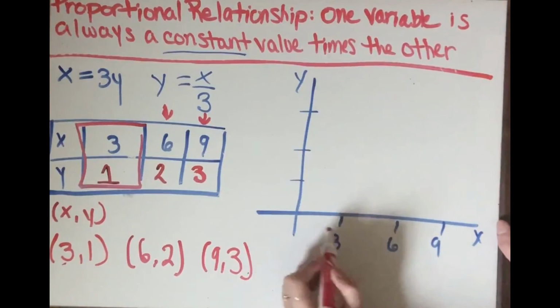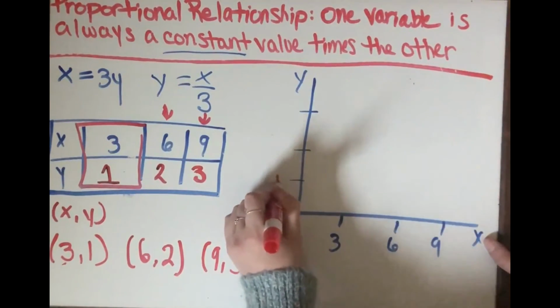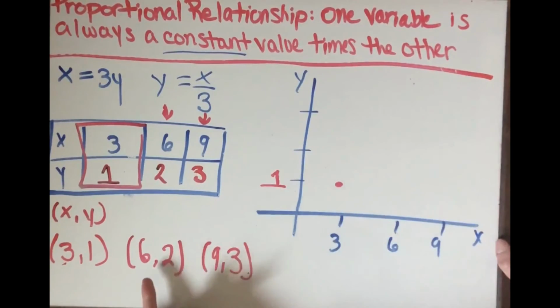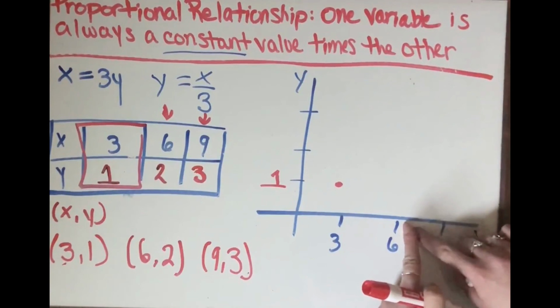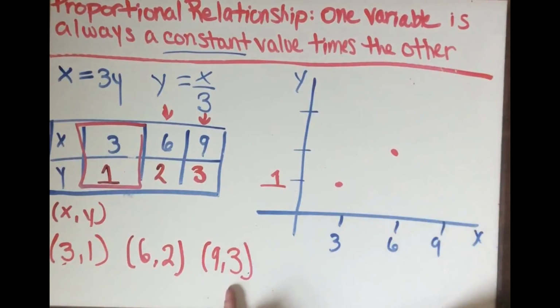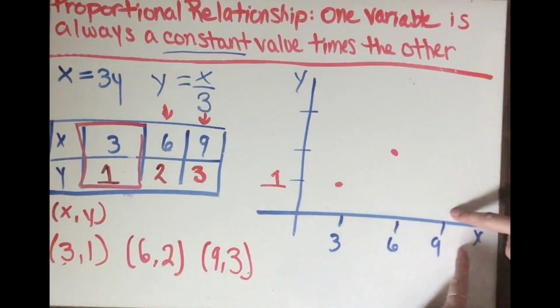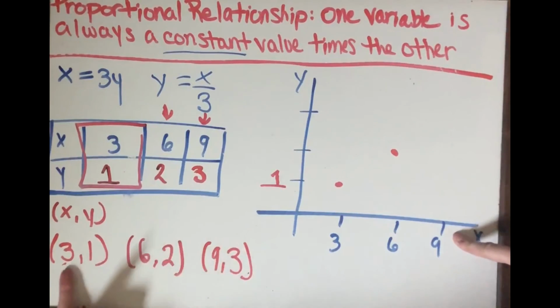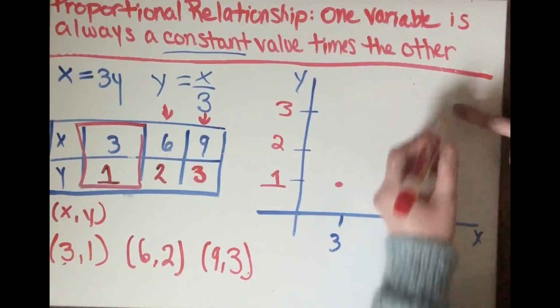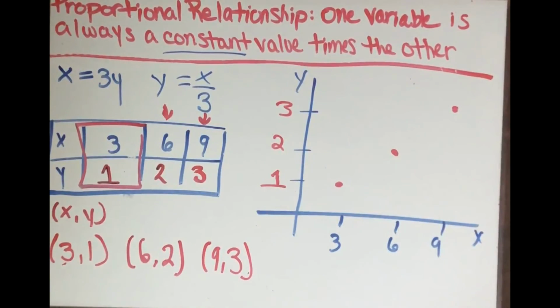3, comma, 1, you go over 3 on the x-axis and up 1 on the y-axis. So that coordinate will be right there. 6, comma, 2, you go over 6 and up 1, 2. So that will be right here. And our third coordinate, 9, comma, 3, go over 9 on the x-axis because this position corresponds to the x, and up 3 on the y-axis. And so we can see that this creates a straight line through the origin, indicating a whole number proportion.